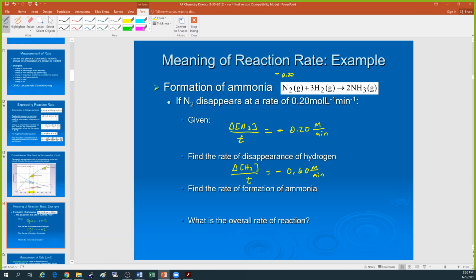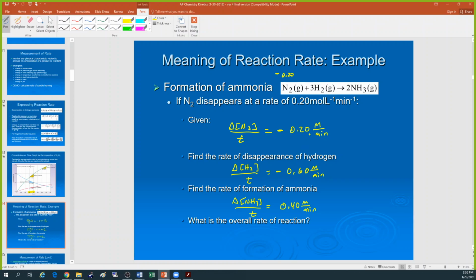Well then, what's the rate of ammonia formation? 0.4. Yeah, and this one, of course, is positive. And now, what's the overall rate of the reaction? Well, it doesn't matter which one we pick. We could solve it from any one of these. All we have to know is it's always positive. So if we pick the reactant, we're going to make it positive.